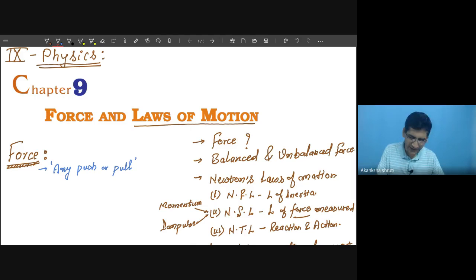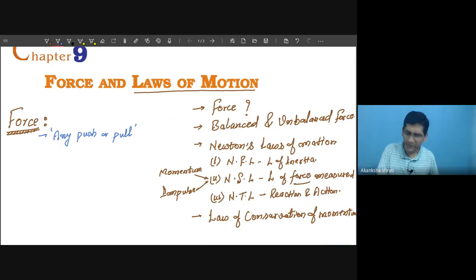But students, in class 9th this definition is not sufficient. If you write just push or pull, you will get 0 marks, okay? So do not mug up this definition at class 9. At your level the definition changes, though the ultimate inference is still about push and pull. So what is that? Force is any agency or any influence which is able to change the state of an object or tries to change the state of an object.